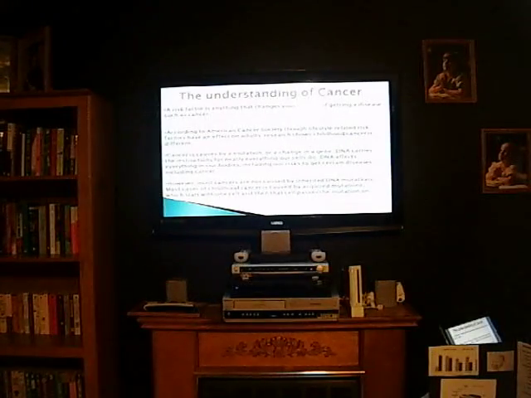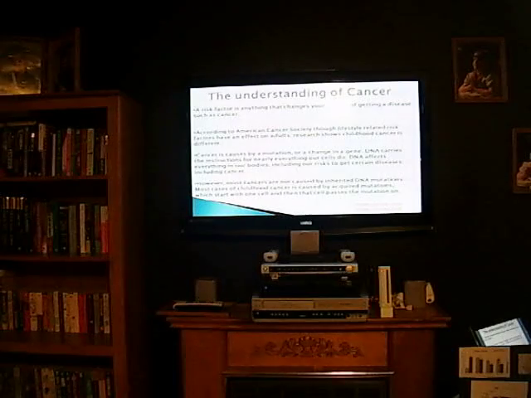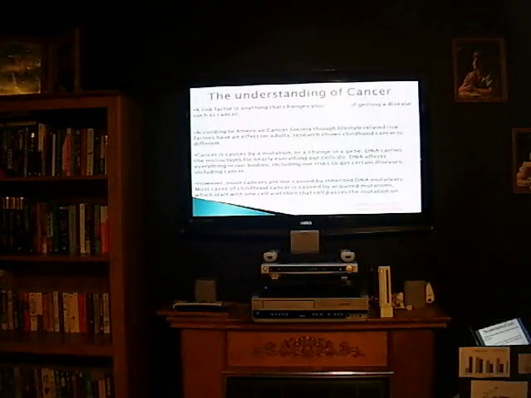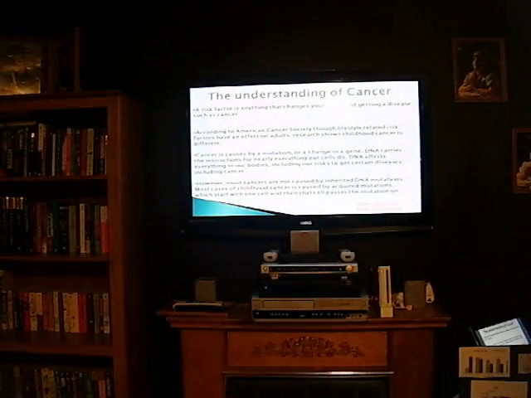The understanding of cancer. A risk factor is anything that changes your chance of getting a disease such as cancer. According to the American Cancer Society, the lifestyle-related risk factors have an effect on adults. Research shows childhood cancer is different. Cancer is caused by a mutation or a change in a gene. DNA carries the instructions for nearly everything our cells do. DNA affects everything in our bodies, including our own risk to get certain diseases, including cancer.